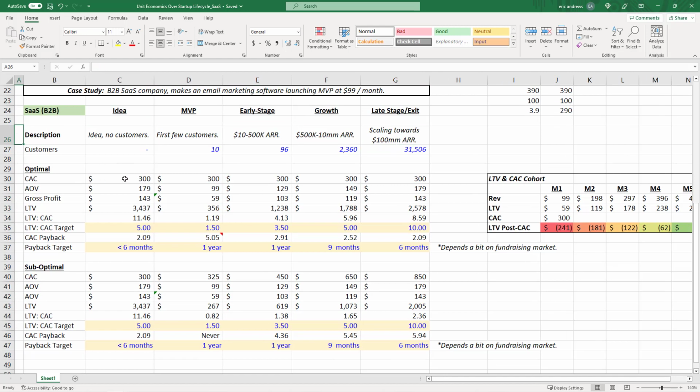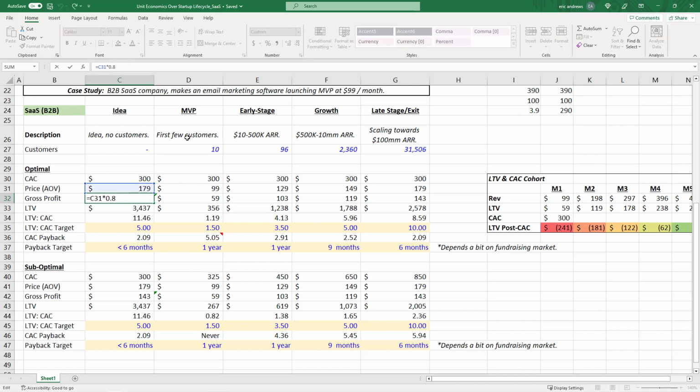So, idea phase. We're saying that the CAC in our idea is $300. We think we can convert customers for $300. The AOV eventually is going to be $179 per month. So that's the price, so I think we can just call this price and AOV. We can put that down below as well. And then the gross profit here is the AOV times 80%. So we're saying that it's an 80% gross profit margin.